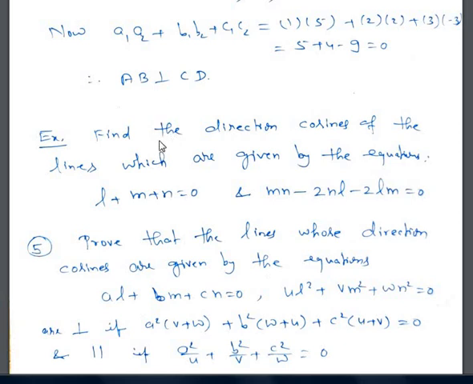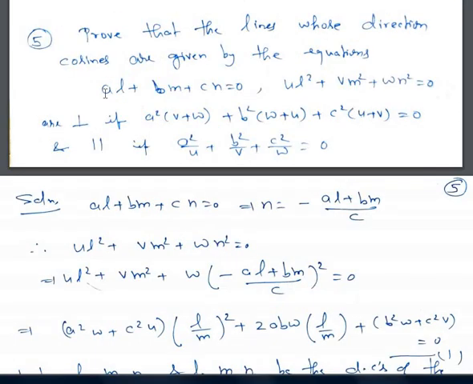Now you can try this problem. Find the direction cosines of the lines which are given by the equation l + m + n = 0 and mn - 2nl - 2lm = 0. So if you want to solve this problem, you can go ahead like this example.